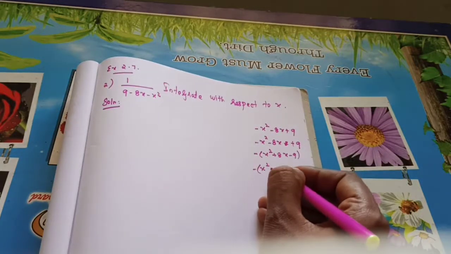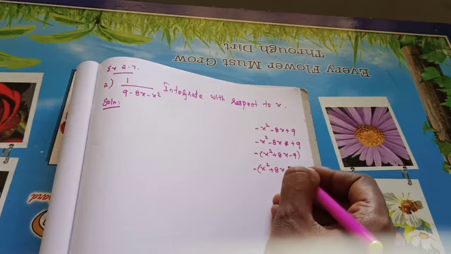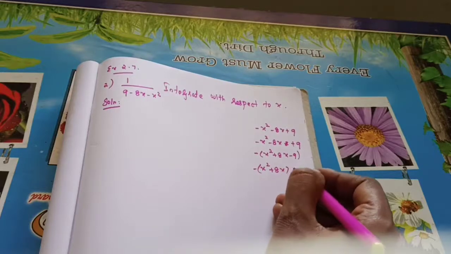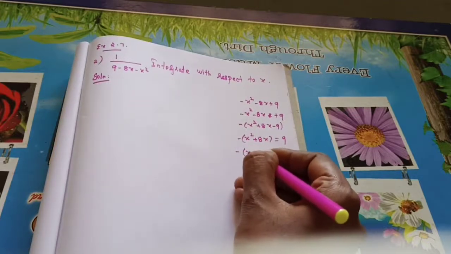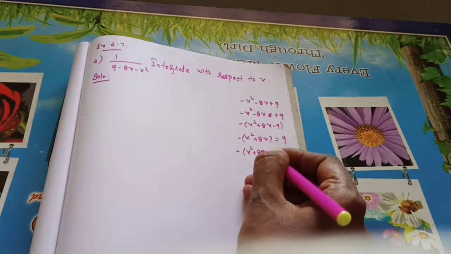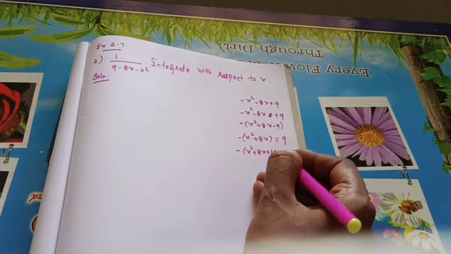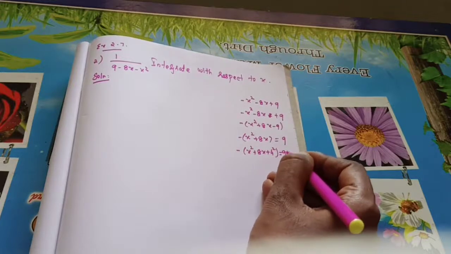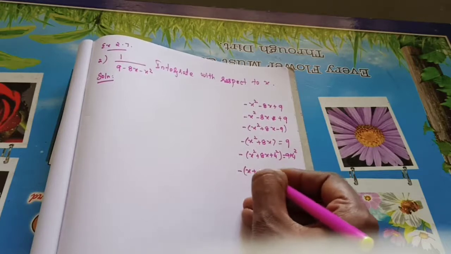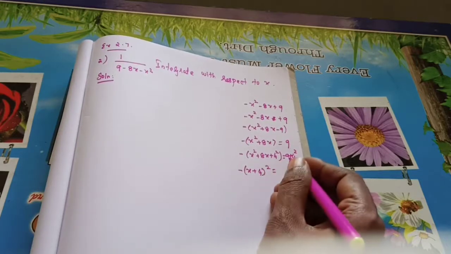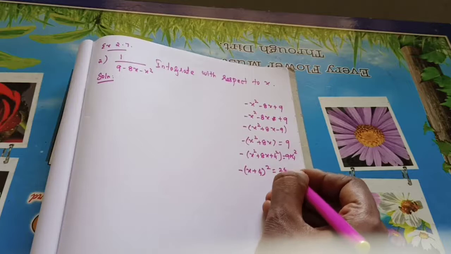Now bring that to the next side. Minus you keep outside. x square plus 8x is equal to 9. Now minus you keep outside. Half of the coefficient of x: x square plus 8x plus 4 square is equal to 9 plus 4 square. That is minus, you keep it outside, x plus 4 the whole square is equal to 9 plus 16, which means 25.